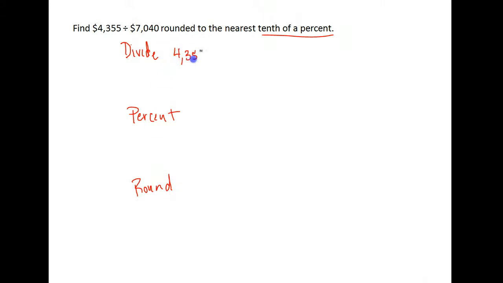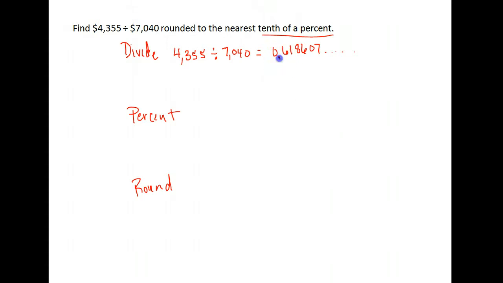Take out a calculator and do 4,355 divided by 7,040. Put them in the calculator exactly in that order if you're using a calculator. If you flip the numbers around, it's going to give you the wrong answer. Okay, when we do that, we get 0.618607 and then some.